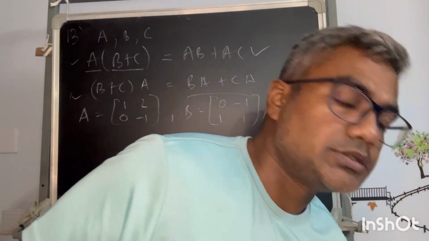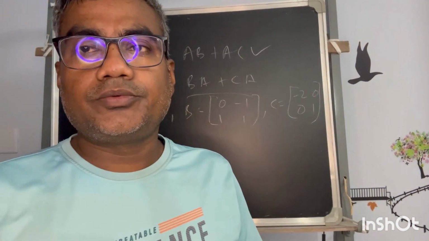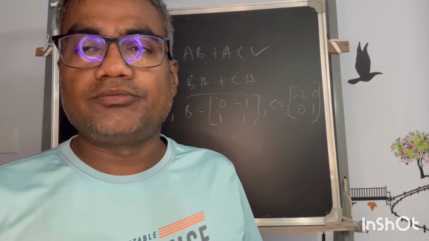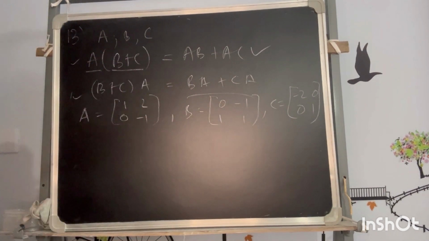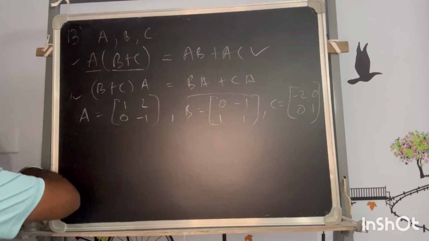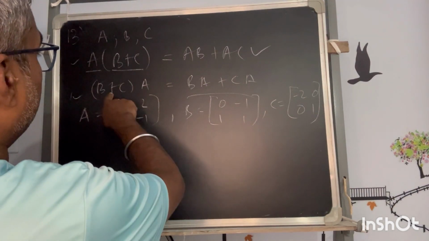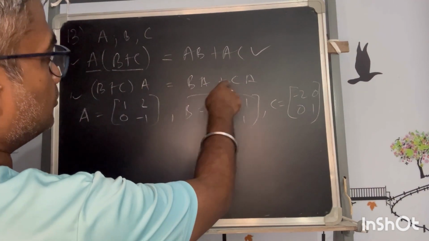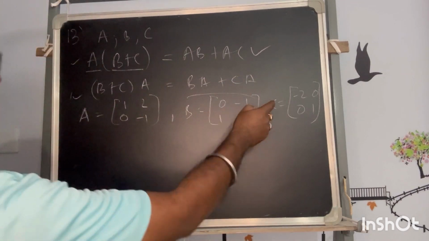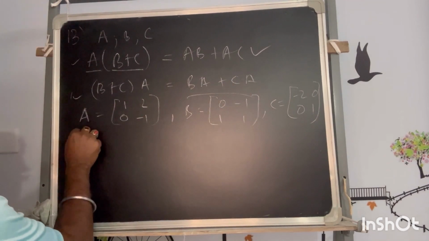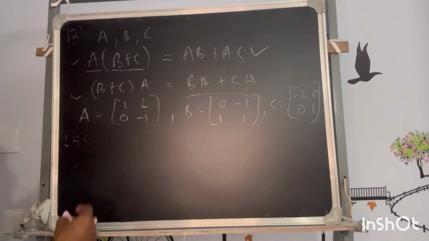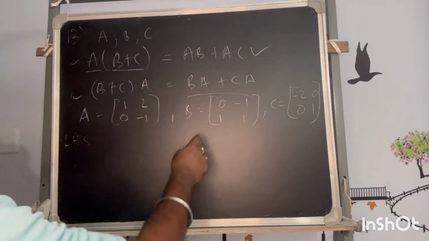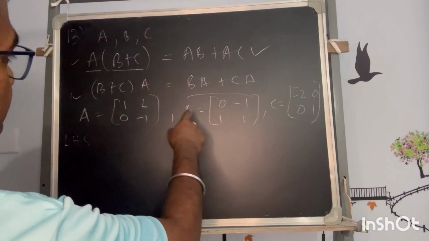Siddhyo Mentor Vilas Sarkar. Now we'll continue from the part which we have left on number 30. The second part of this, we have to prove that (B + C)A is equal to BA + CA, and for that this matrix is given. So we'll start with the left hand side where we do B plus C first, and then we will multiply it with A.